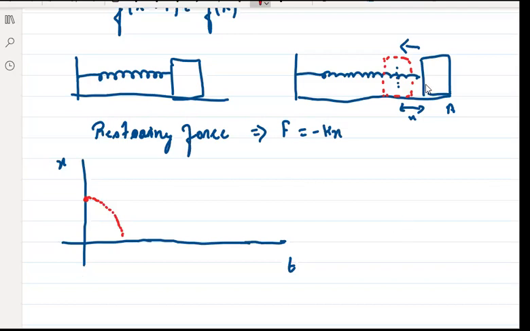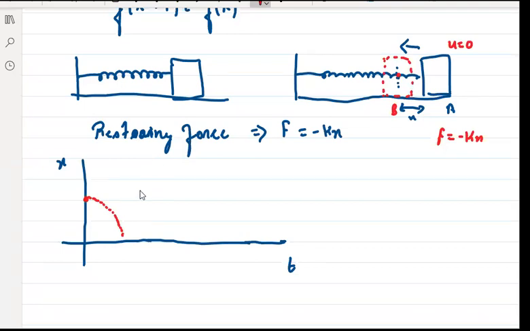As it comes toward the mean position, what will happen to its speed? Will it be the same or will it increase? From A to B, the speed will increase. In the extreme position we have velocity u equal to 0, but force F, which is minus kx, is acting in this direction. So as it goes from extreme position A to mean position B, the speed will increase. You can also think of conservation of energy: the potential energy is converted into kinetic energy.